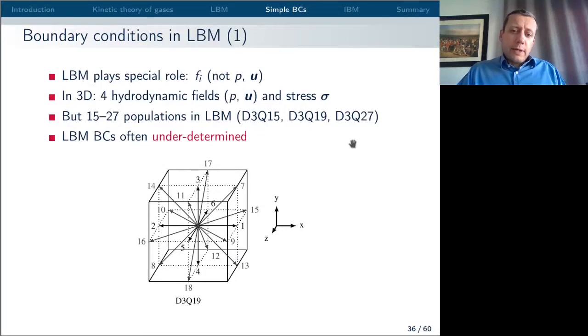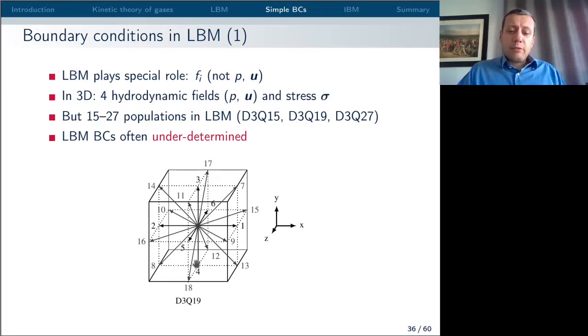Now in Lattice Boltzmann, there's a zoo of boundary conditions, and the reason is you have in Navier-Stokes fewer variables to deal with than in Lattice Boltzmann. Let's say in 3D you have 4 hydrodynamic fields: pressure and 3 velocity components. You also have the stress tensor, which has, because it's symmetric, 6 components. If it's incompressible, then you have only 5, because you have an additional constraint. But you basically have, let's say, 6, so only 10 variables that you're really interested in.